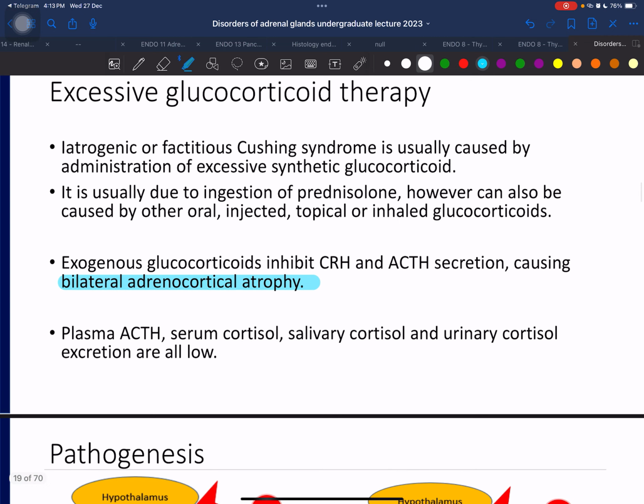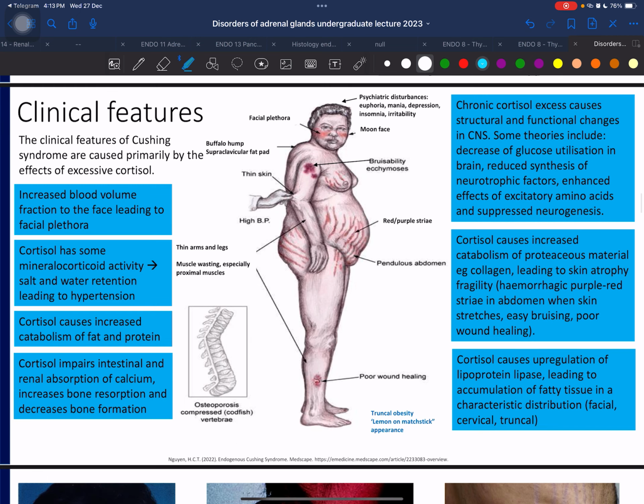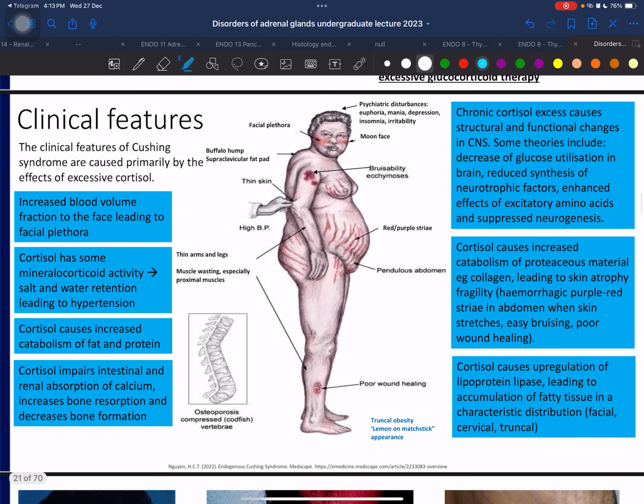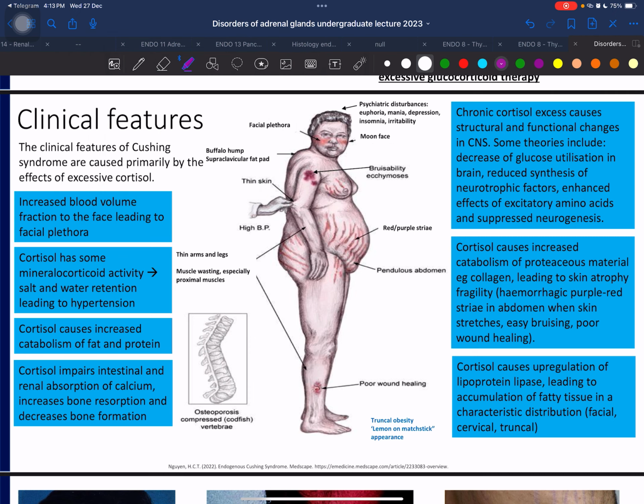These are the clinical features of Cushing syndrome. Regardless of whether it's ACTH dependent or ACTH independent, the end product is the patient has a lot of cortisol in the body, correct? So these are the signs and symptoms of too much cortisol, hypercortisolism, in the body. What happens? You will see later on when you go to your clinical postings, when you clerk patients with Cushing syndrome, they have a very characteristic reddish face, facial plethora we call it, because there's increased blood volume fraction to the face, leading to facial plethora.